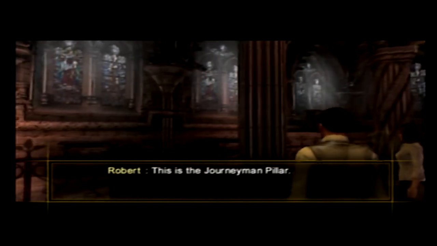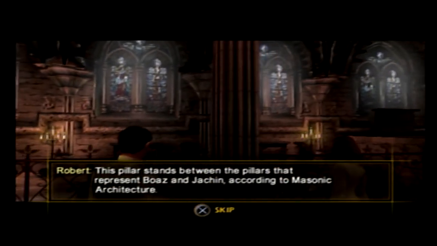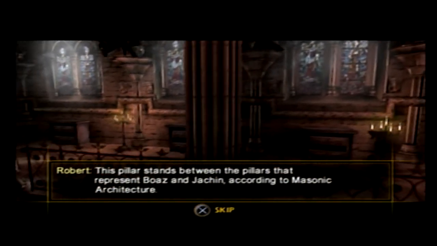This is the Journeyman Pillar. This pillar stands between the pillars that represent Boaz and Jachin, according to Masonic architecture. Thank you, Robert.